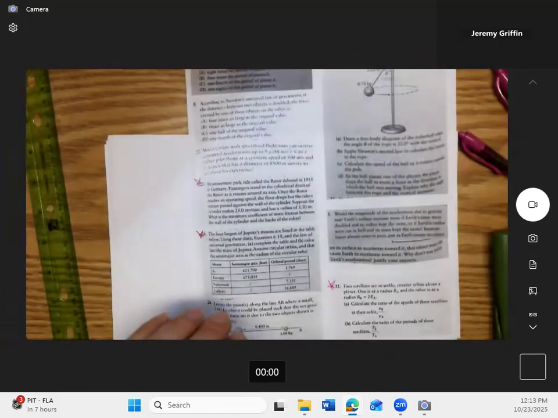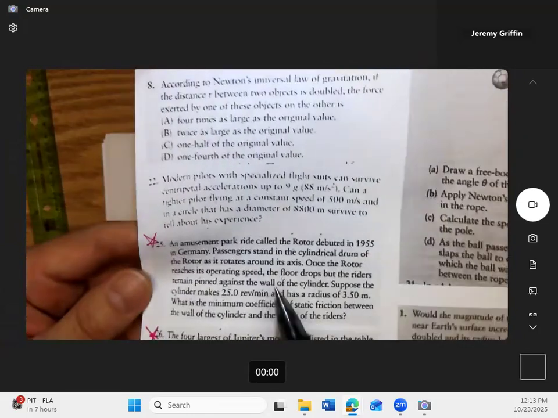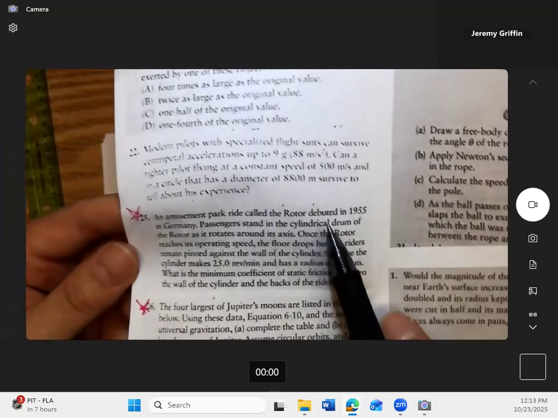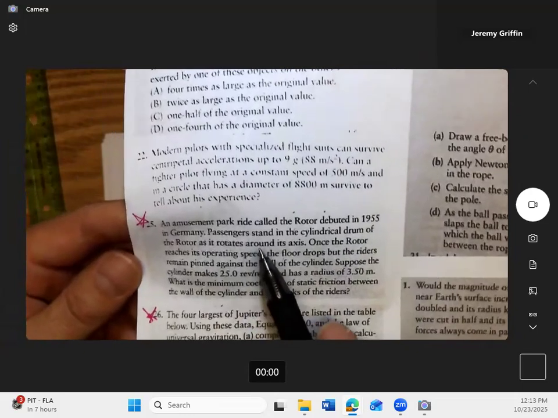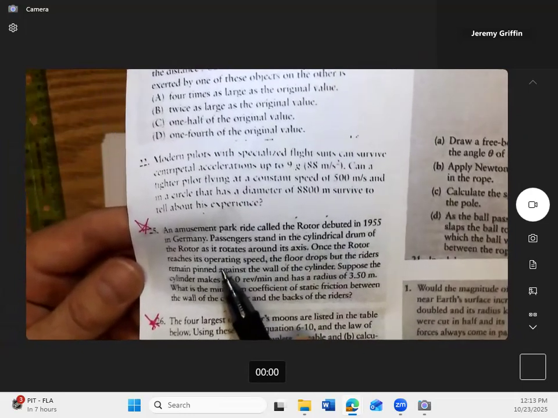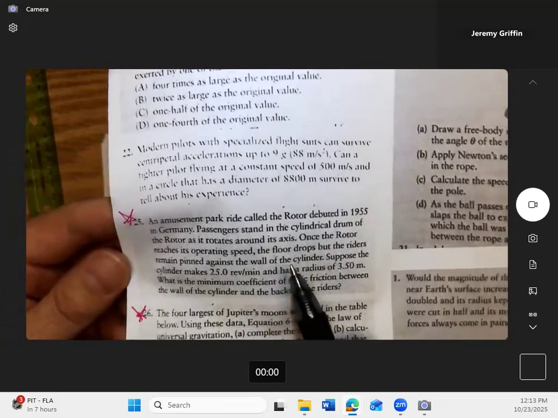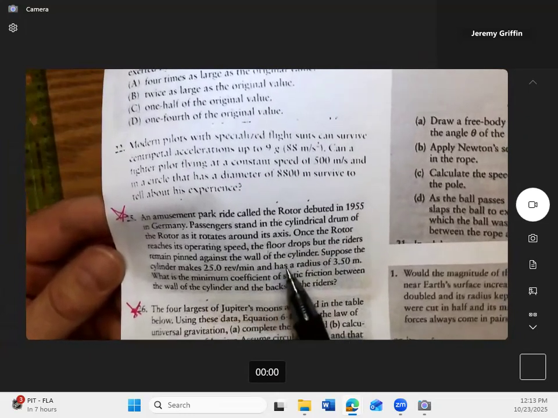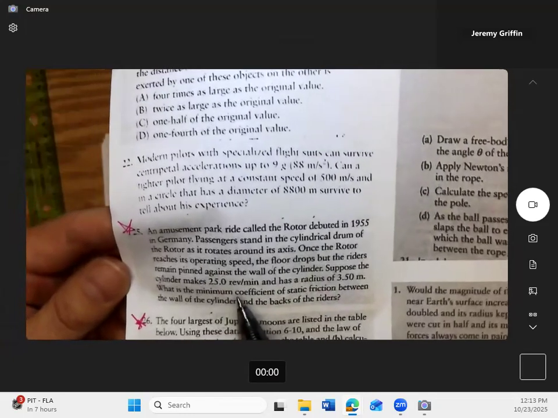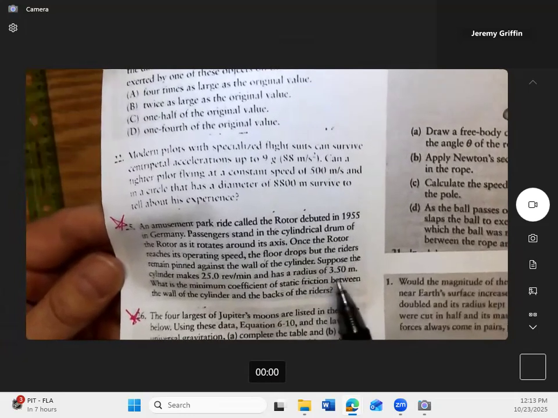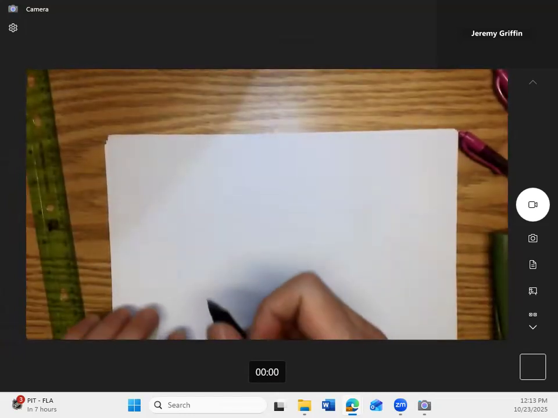All right, so the last one we'll do is number 25. An amusement park ride called the Rotor debuted in 1955 in Germany. Passengers stand in the cylindrical drum of a rotor as it rotates around its axis. Once the rotor reaches operating speed, the floor drops, but the riders remain pinned against the wall of the cylinder. Suppose this is rotating at 25 revolutions per minute and has a radius of 3.5 meters. What's the minimum coefficient of static friction on the rider to make sure that they don't fall out?